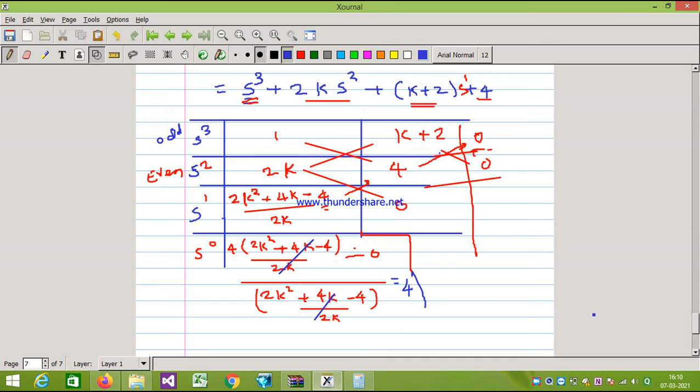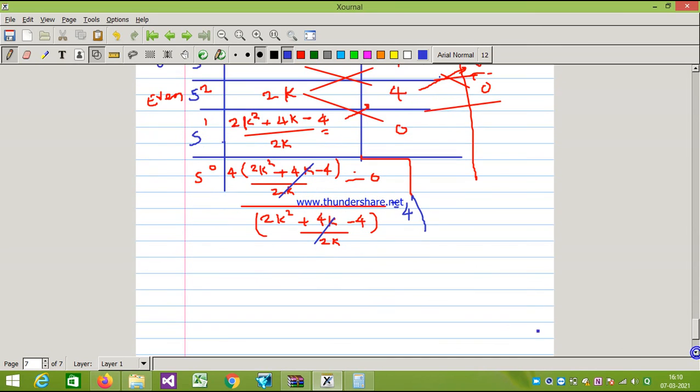Now how many equations do we get here? We get this equation. So 2k, this is the first equation. 2k should be greater than 0 because it should be positive, because they already told us that the system is stable. So when we call the system stable, all the first-column entries should be positive. So we consider 2k positive, that means it is greater than 0. Second equation, what do we get? 2k square plus 4k minus 4 divided by 2k should be greater than 0.